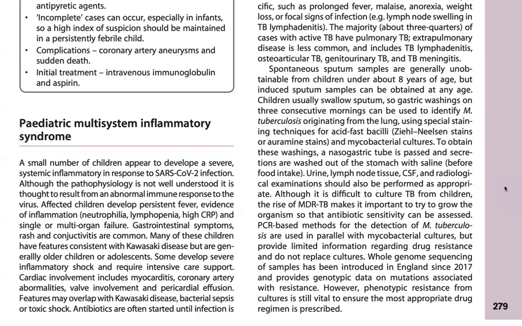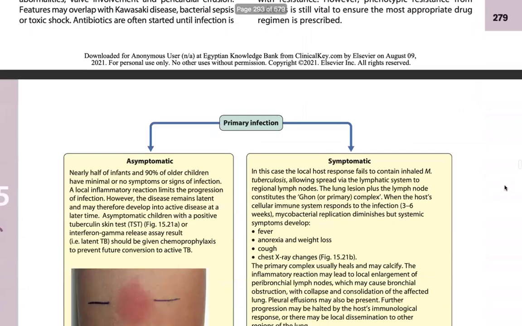Although it is difficult to culture TB from children, the rise of MDR-TB makes it important to try to grow the organism so that antibiotic sensitivity can be assessed. PCR-based methods for the detection of MTB are used in parallel with mycobacterial cultures, but provide limited information regarding drug resistance and do not replace culture. Whole genome sequencing of samples has been introduced in England since 2017 and provides genotypic data on mutations associated with resistance. However, phenotypic resistance in culture is still vital to ensure the most appropriate drug regimen is prescribed.